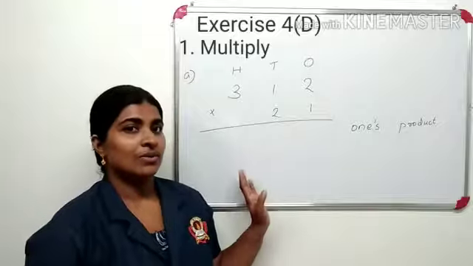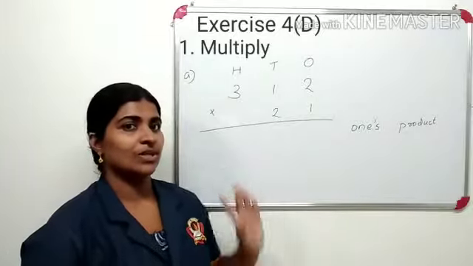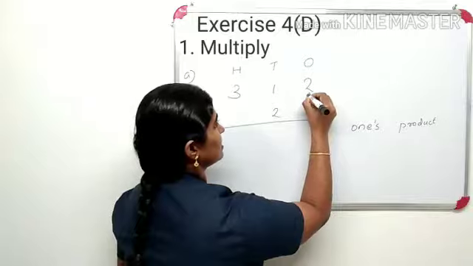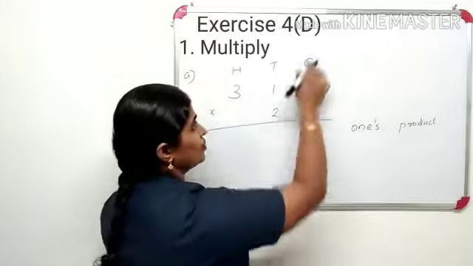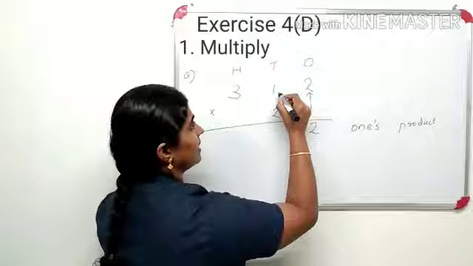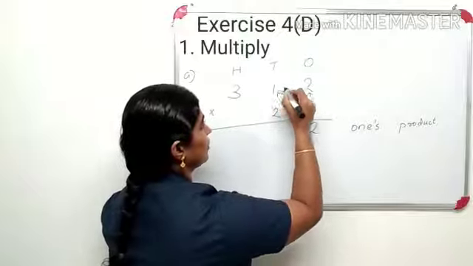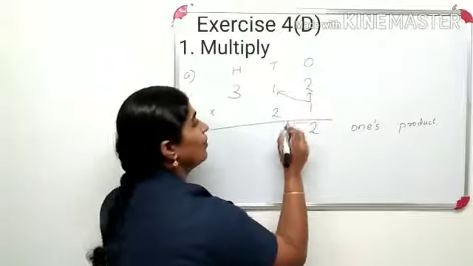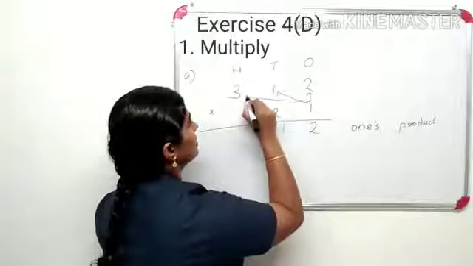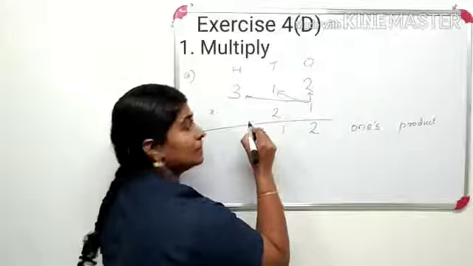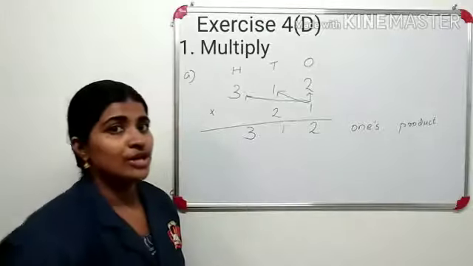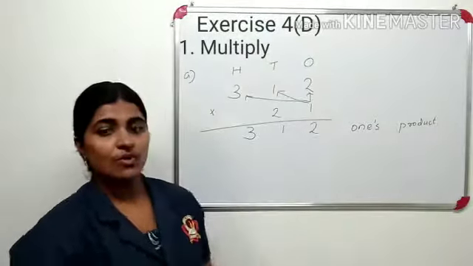Hope you all got the ones product. We will check whether your answer is correct. First we are starting our multiplication from ones place. 2 ones are 2 and we are writing it in ones place. Then tens place, 1 ones are 1. Then 3 ones are 3. So we finished the multiplication with the ones digit.